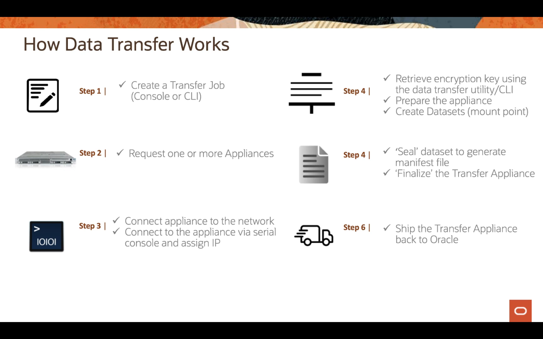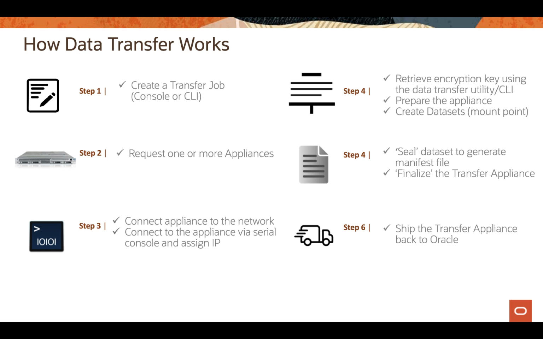Okay, so how does the data transfer work? What's the workflow for that, right? You're going to create a transfer job. You can use the OCI console or the command line interface to create that transfer job. You can request one or more appliances. So if you're willing to do the data transfer appliance, you can request that in the console. Then once you request, you're going to receive the appliance. Once you receive it, you connect the appliance to the network, and connect to the appliance via serial console or IP, so it depends how you want to connect to it.